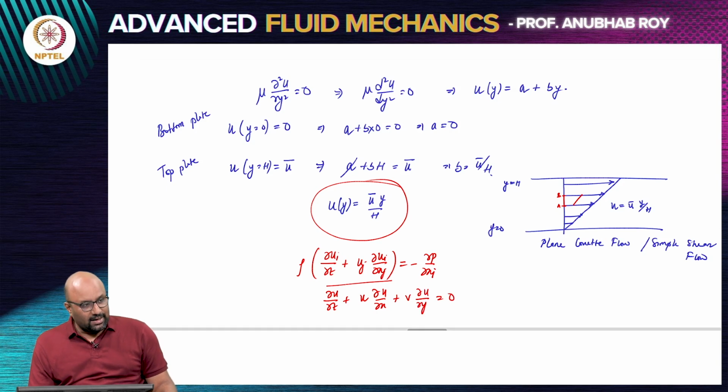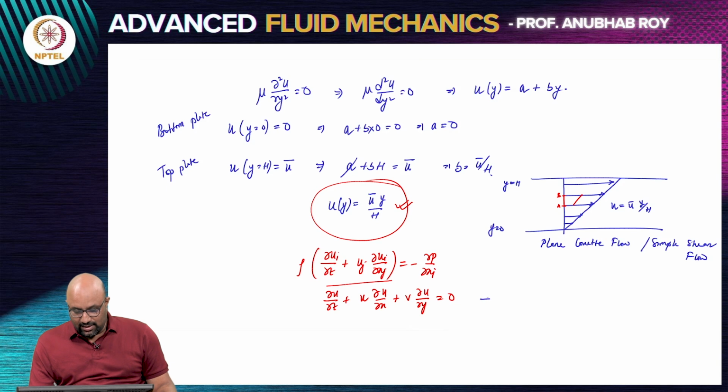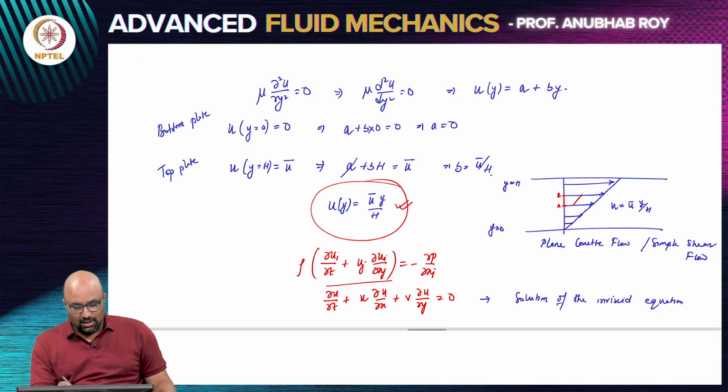Now if you take the plane Couette solution, the linear version of this, and plug it in, you will see that this is a solution of the inviscid equation. It trivially satisfies it. So the plane Couette flow is basically a solution of Euler's equation. Now this is where you need to start thinking a little bit more about viscous effects. The velocity field that we obtained satisfies Euler's equation.